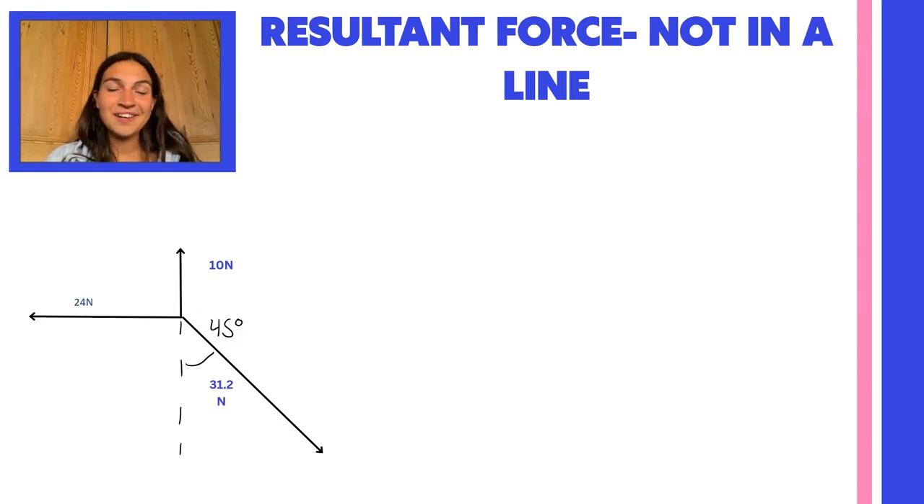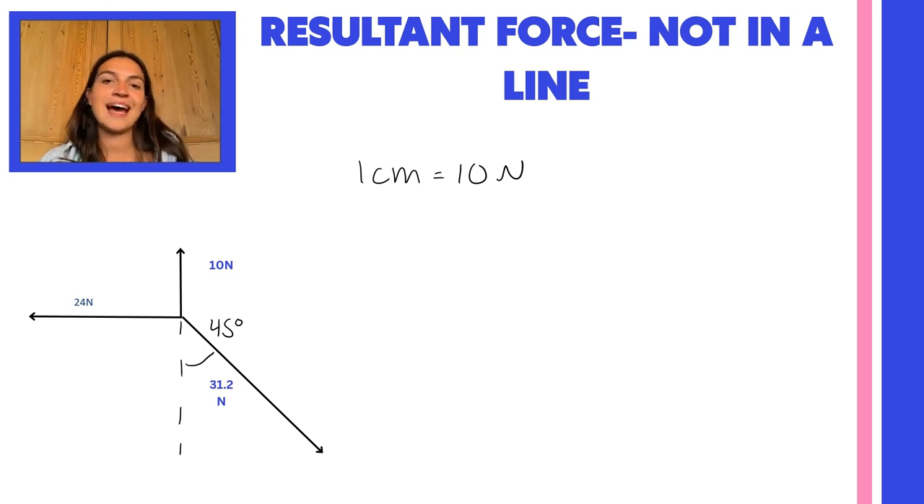Okay, and we're going to have a look at a slightly harder example now. This time I've got 3 different forces: 10 newtons up, 24 to the left, and then at this 45-degree angle I've got this 31.2 Newton force. But the steps that I'm going to take are exactly the same. So if you remember, step 1 is to decide on a scale. And for simplicity, I'm going to keep mine the same here. 1 centimetre is going to represent 10 newtons.